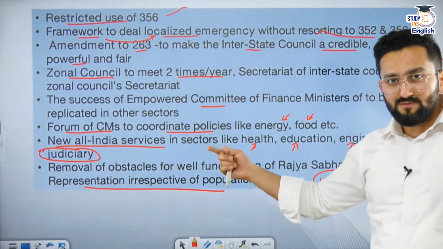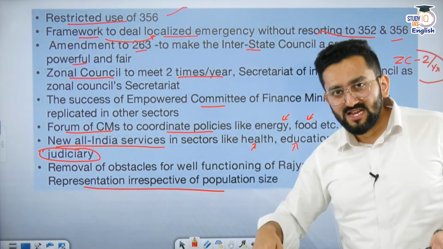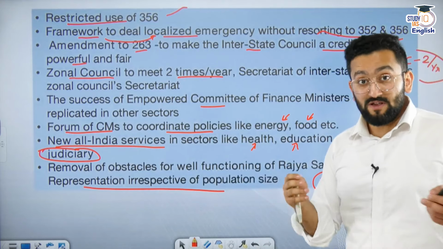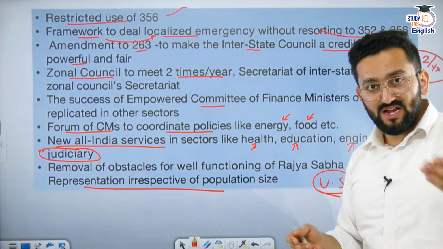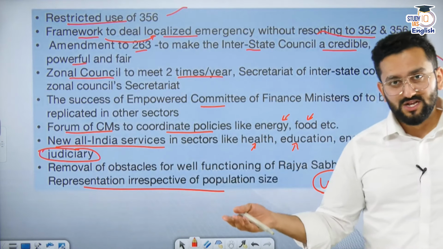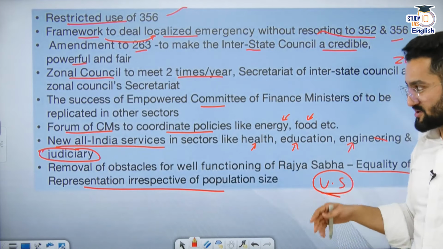There should be a forum of CMs so that they can coordinate on policies in matters like energy, food, etc. If some state has surplus energy, then it should be given on fair terms to the other state. If there is some food scarcity and another state is having food surplus, then it should be managed.